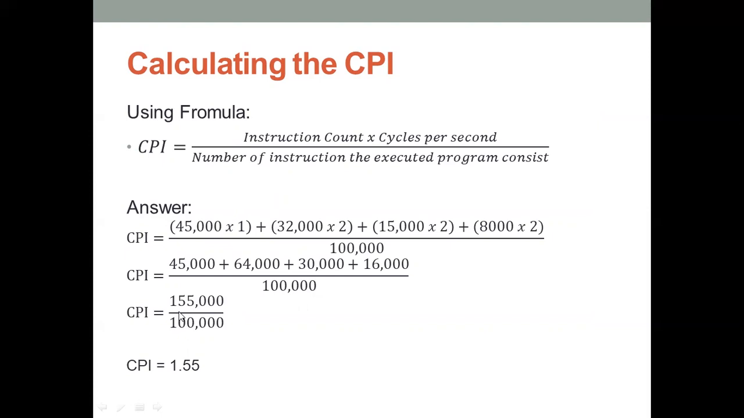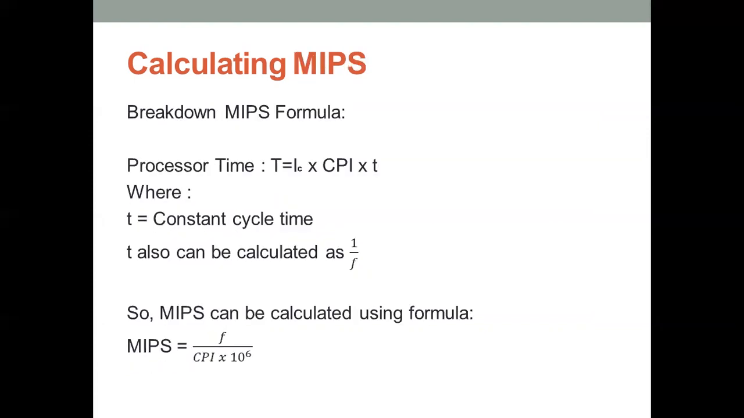And finally, 155,000 divided by 100,000. So we got 1.55 for the CPI. The next is calculating the MIPS.